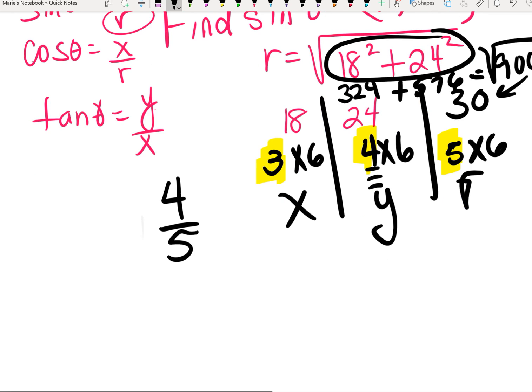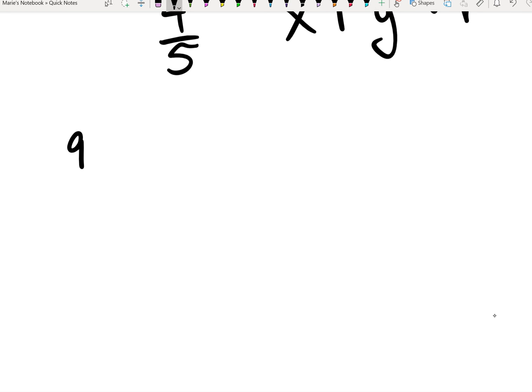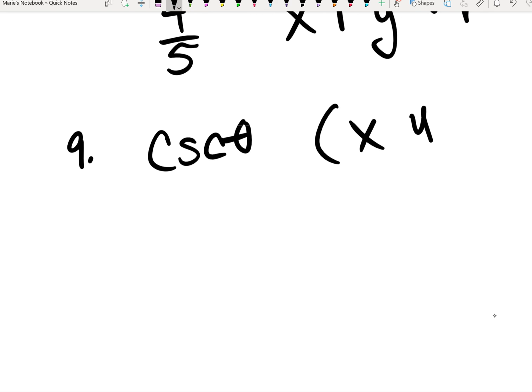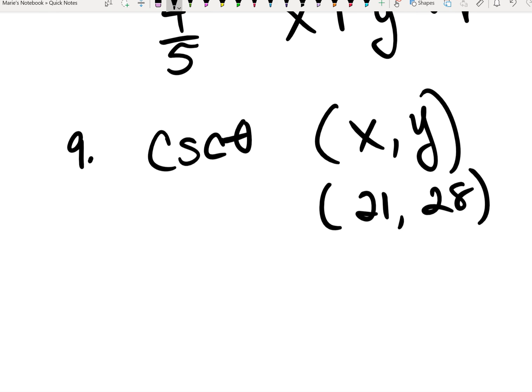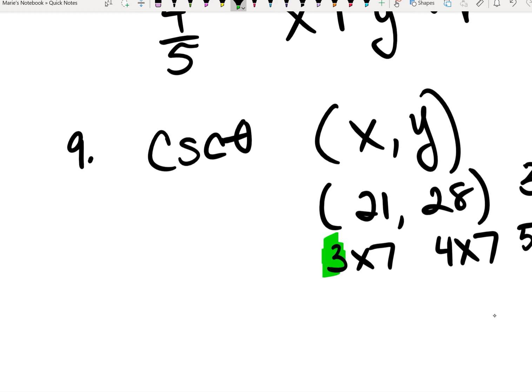Okay, same thing for cosecant here. Let's look at number 9, and I'll stop the video here. So we have cosecant theta, and we have x and y terms given to us. The terms are 21 and 28. I know right away that 3 times 7 is 21, and 4 times 7 is 28. So hint, hint, 5 times 7 gives me my r value, 35. So I'm looking already at a reduced fraction, basically 3, 4, 5. They just tried to trick you with the values.